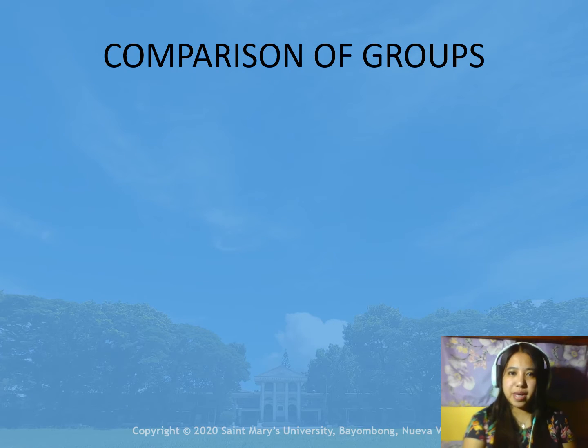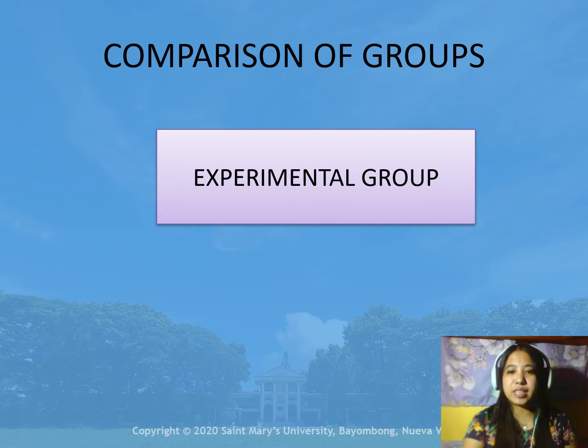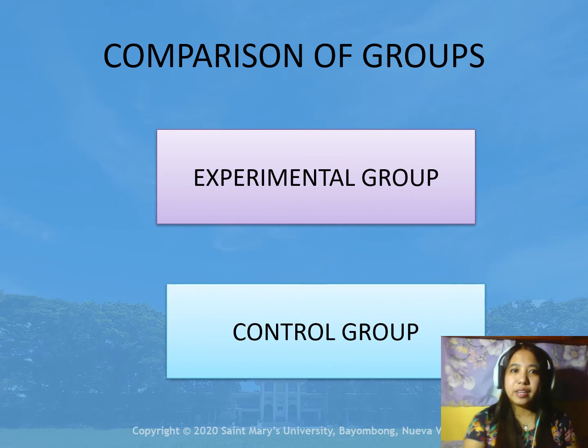In an experiment, it usually involves a comparison of two groups. And the two groups now are the experimental group and the control group. So let us compare these two. We call it the experimental group. It refers to the group that receives the treatment or the intervention that you're going to give to your students. While for control group, it refers to the group that receives no treatment, especially in medical researches or psychological researches.